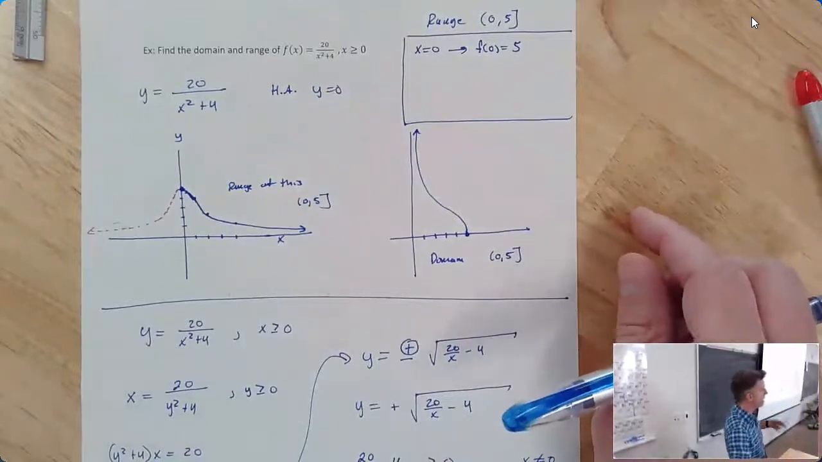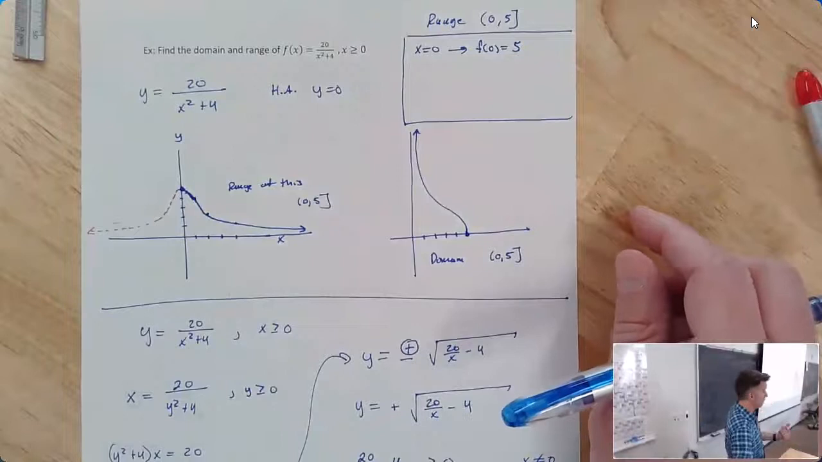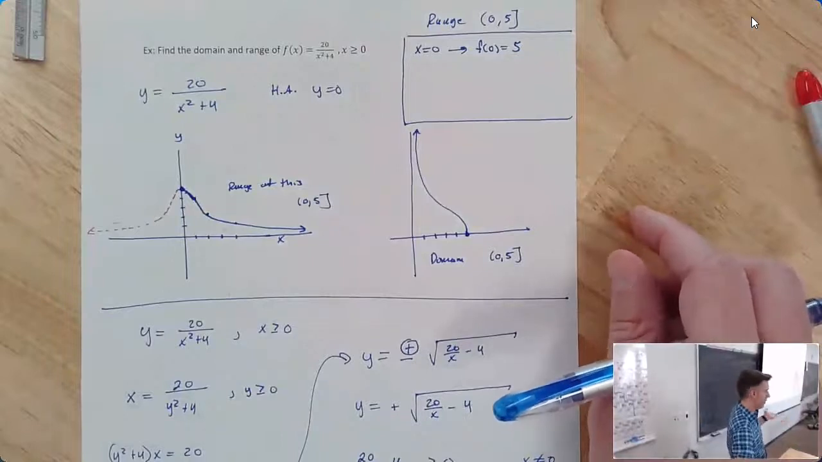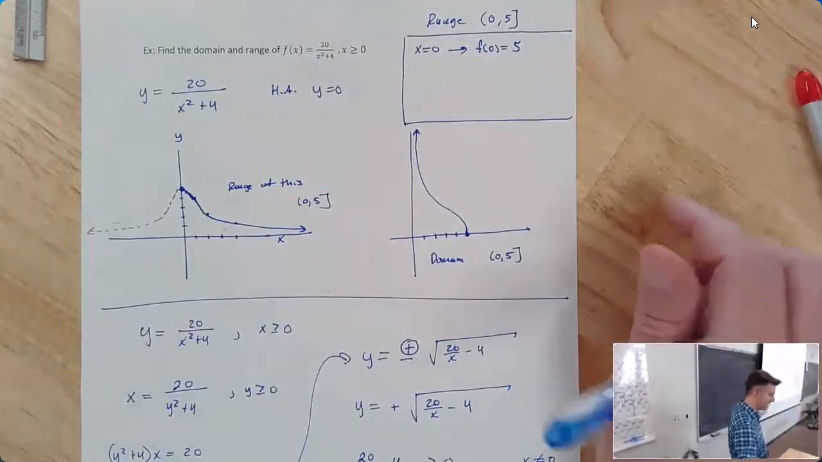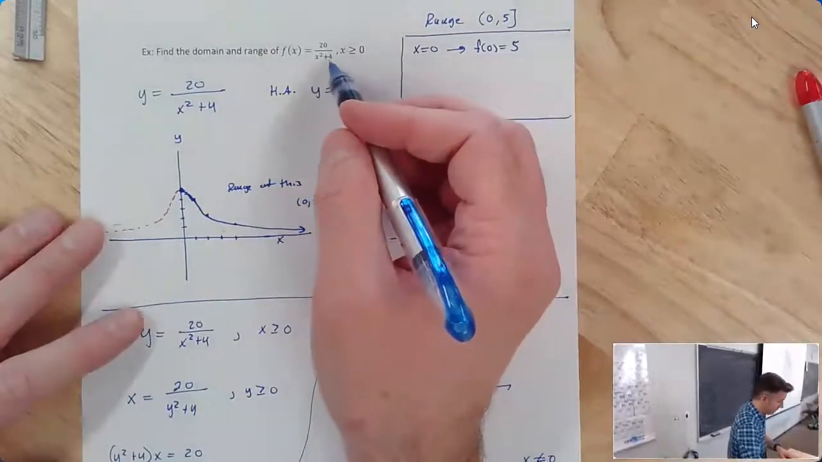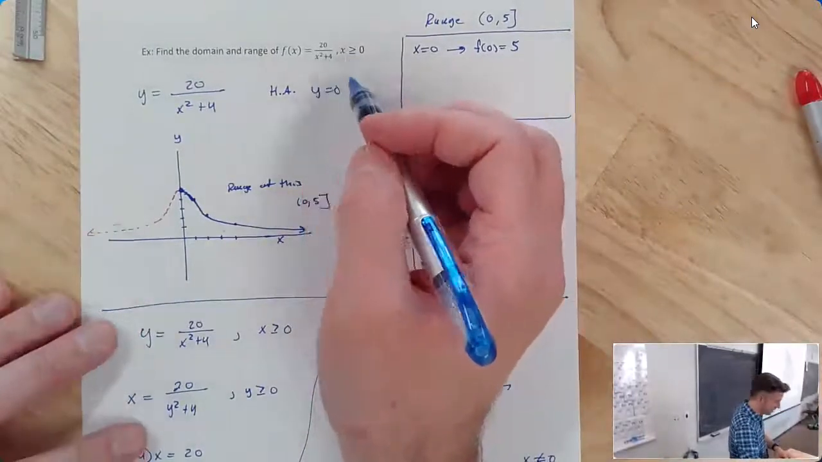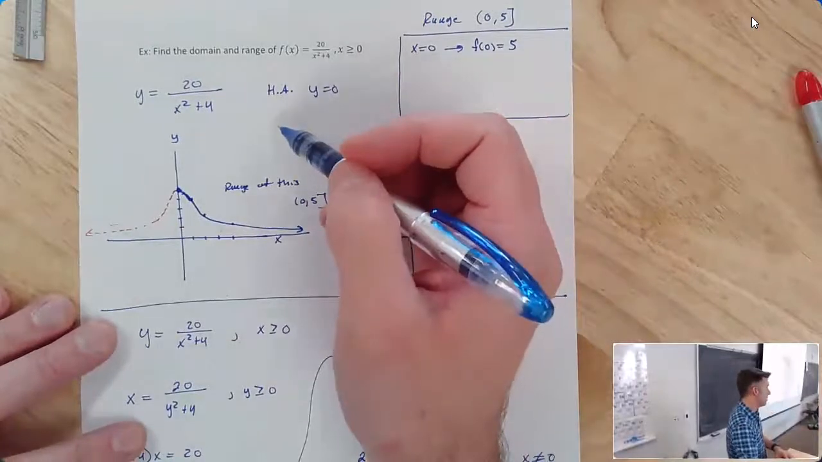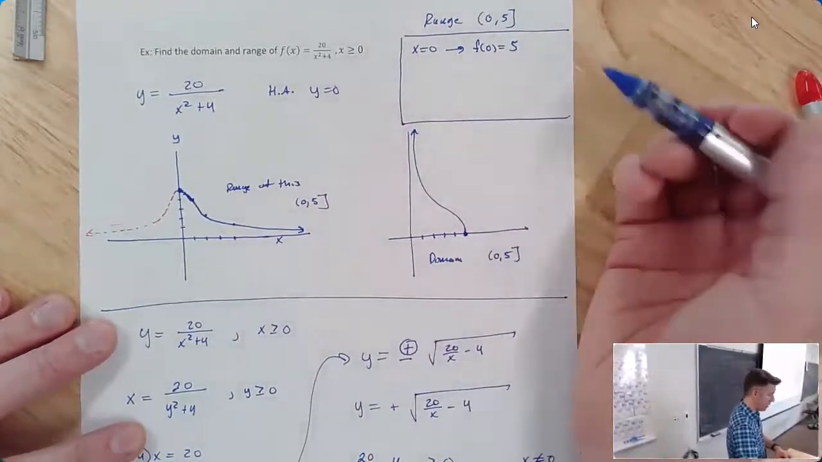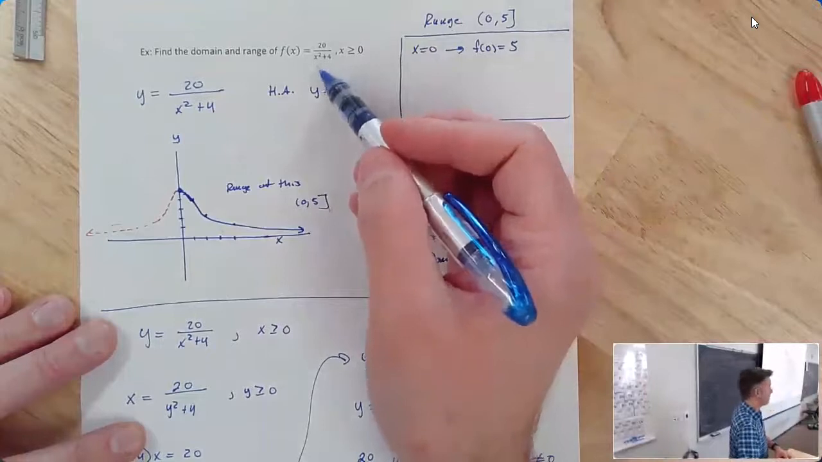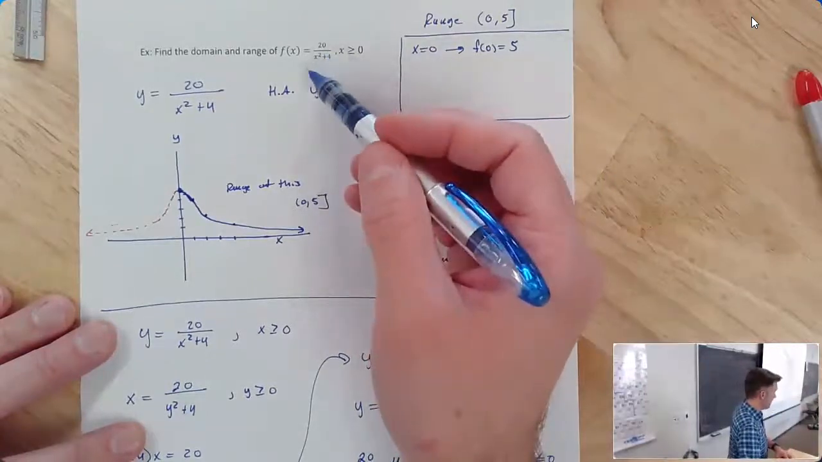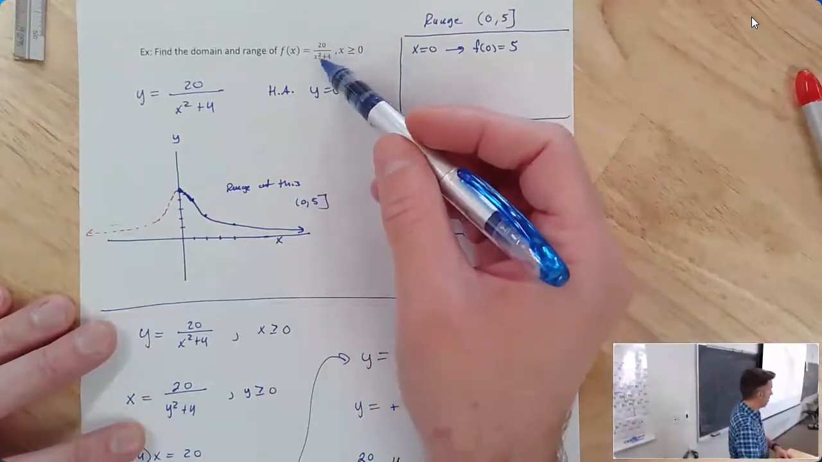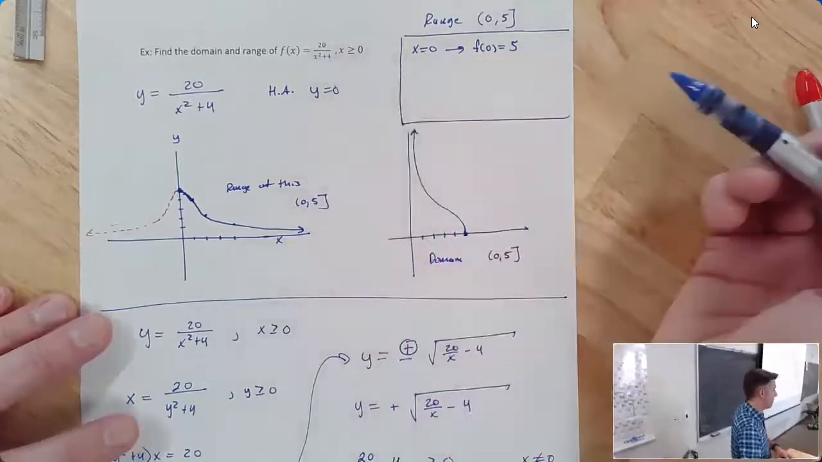Because if I pick any other value of x, different than 0, although our domain is saying x is bigger than or equal to 0, if I pick anything other than 0, that denominator is going to be bigger, which means that fraction is going to be smaller. So any other thing I pick for x, I'm going to get a smaller output. Now, I can get outputs as small as I want until I get down to 0.